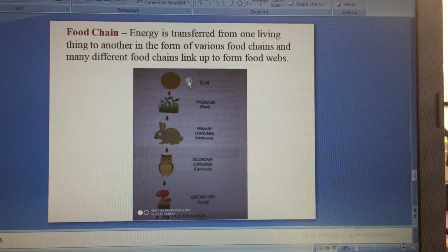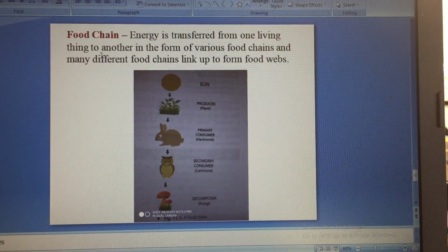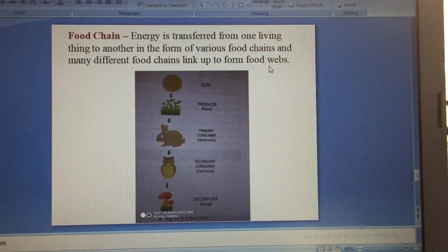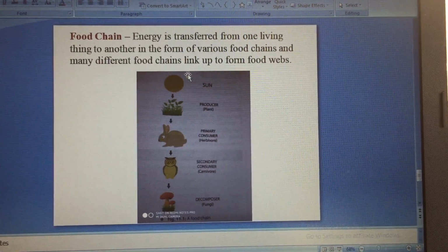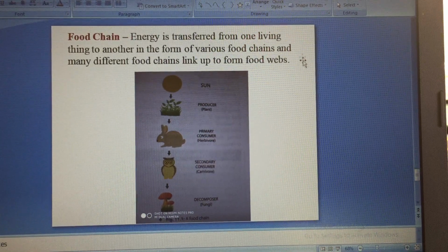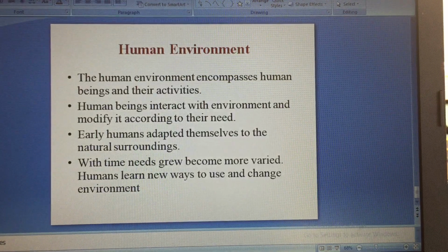Here you can see energy is transferred from one living thing to another in various food chains. You must have studied food chains and webs in previous classes. You can see the transfer of energy from one form to another through the food web.